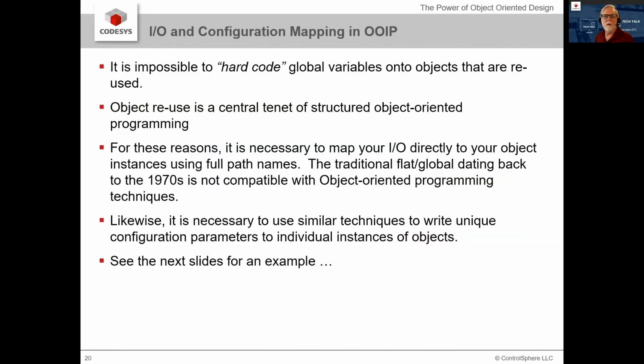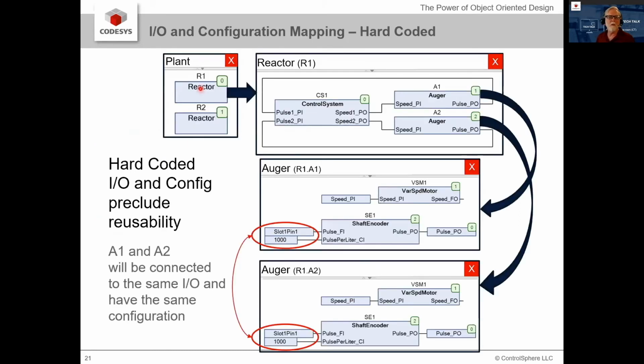And to be able to reuse objects, it's no longer possible to use hard-coded global variables. Global variables just don't work with object-oriented programming, in either flavor. So new techniques must be used to map your I/O and to set your configurations. You can't hard code them anymore. So what does that look like? Let's look at this example.